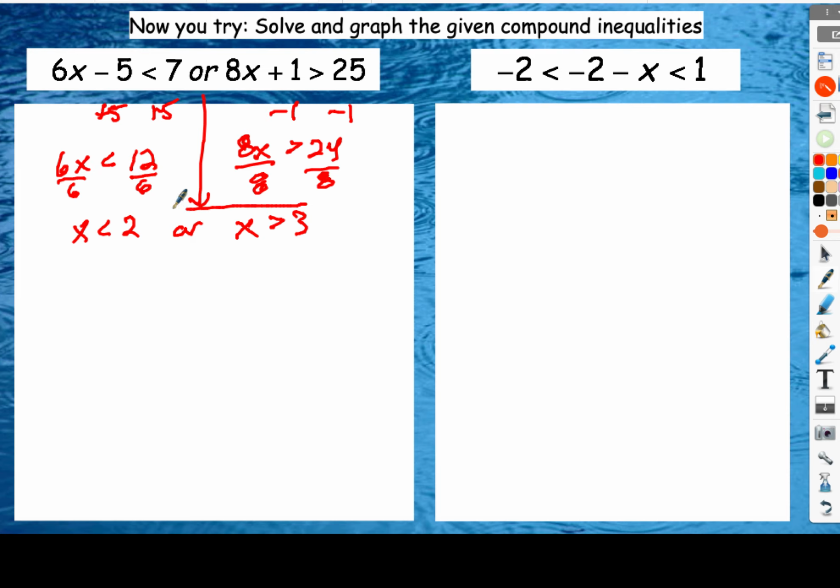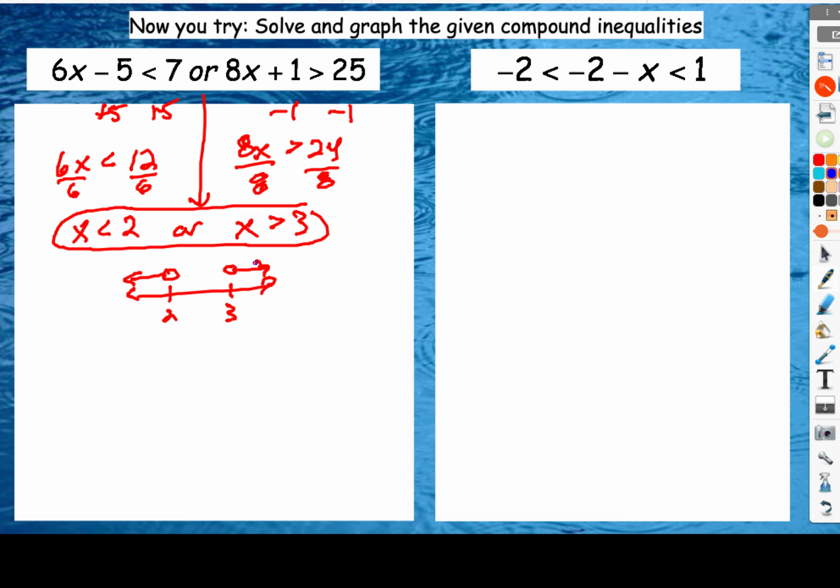Well, let's take a look at that OR statement then. We've got 2 on our number line. We've got 3 on our number line. x is less than 2. Or x can be greater than 3. Again, just looks just like an OR graph should. 2 separate lines pointed in opposite directions.